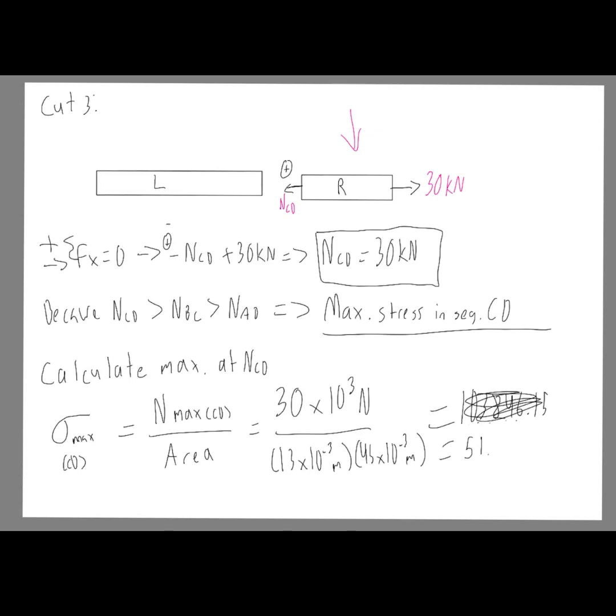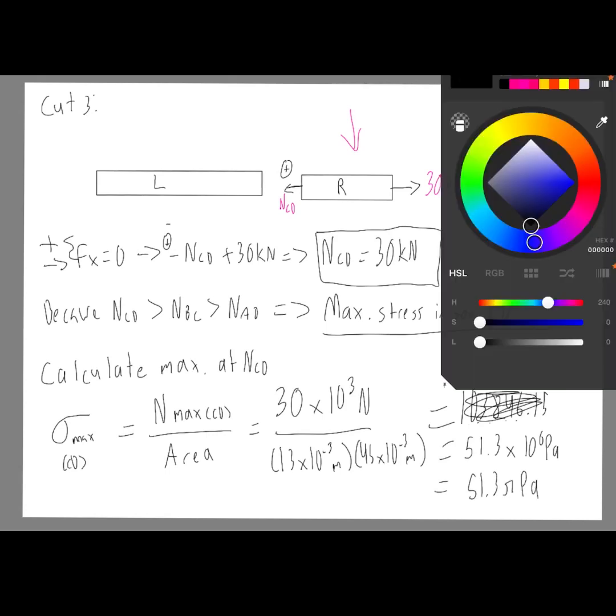0.3 times 10 to the 6 pascals, or 51.3 megapascals, whatever pascal that is. And that would be our final answer. All right, guys, on to the next one. Good deal.